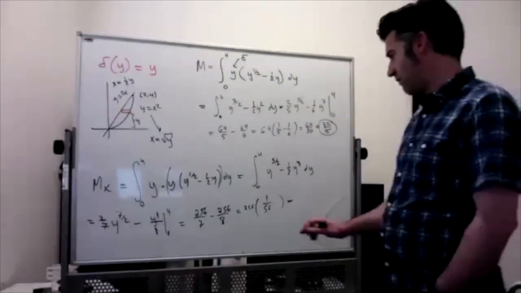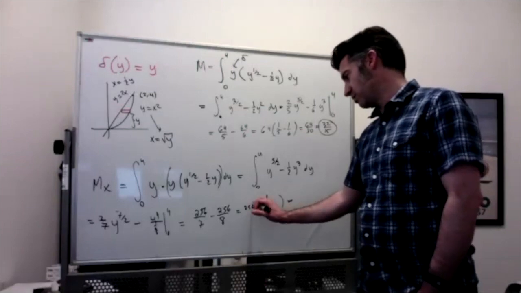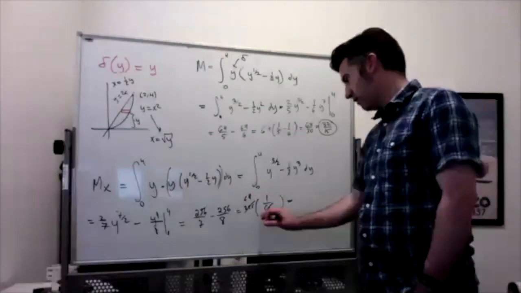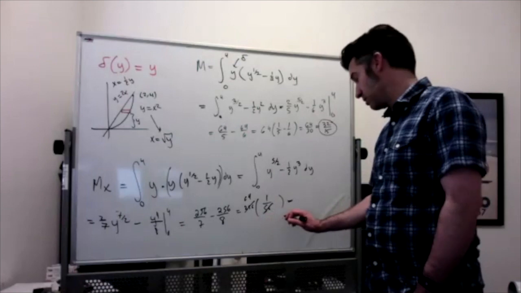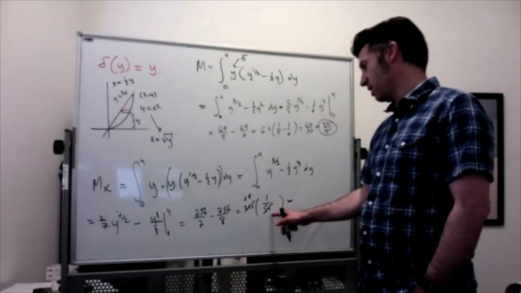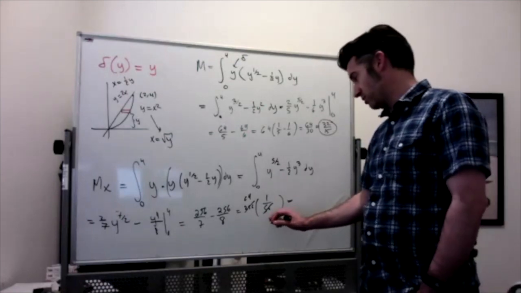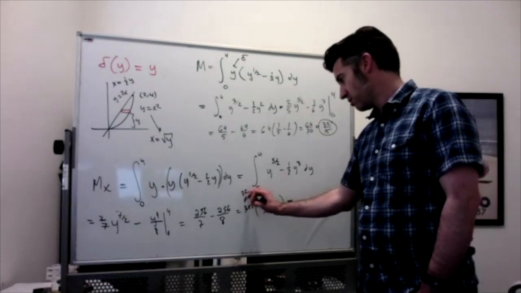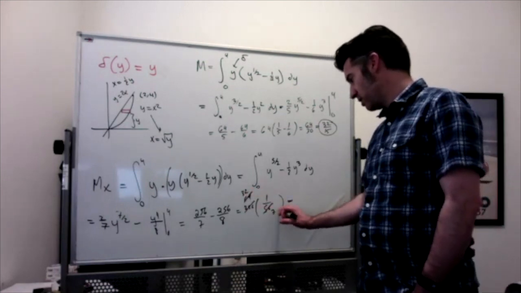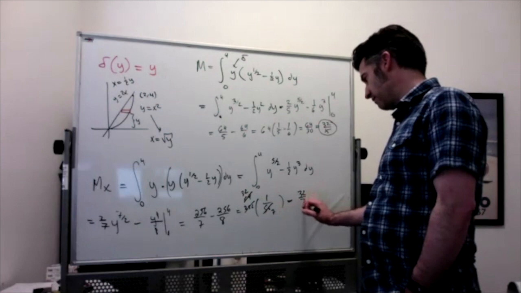You can cancel a 4 from each of those, so this reduces down to 64, and 56 divided by 4 is going to be, I think we can cancel more than a 4, you can cancel an 8. 56 divided by 8 is 7. This reduces to 32/7.